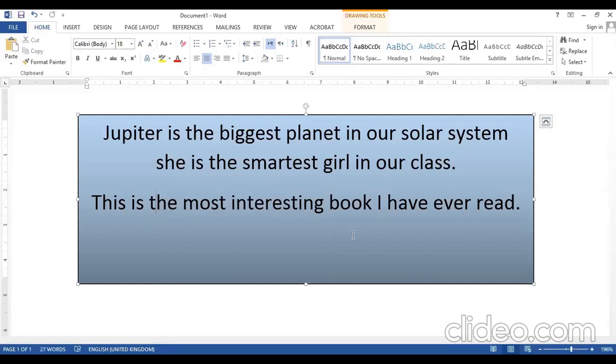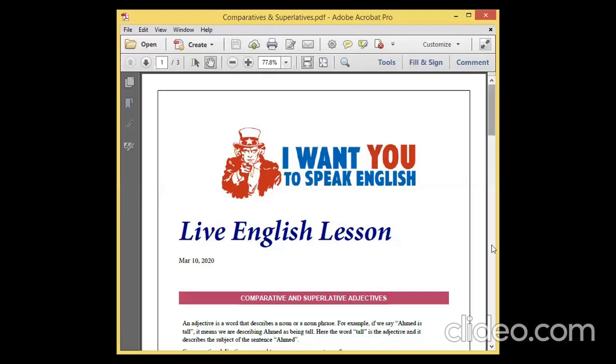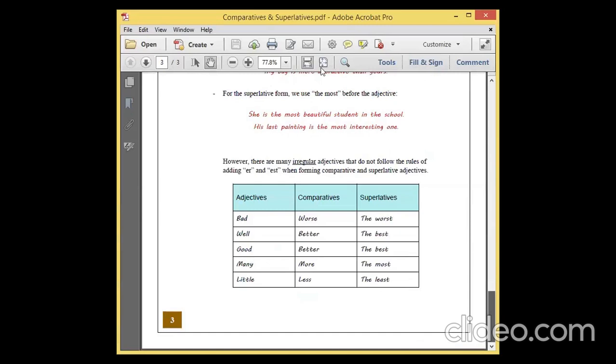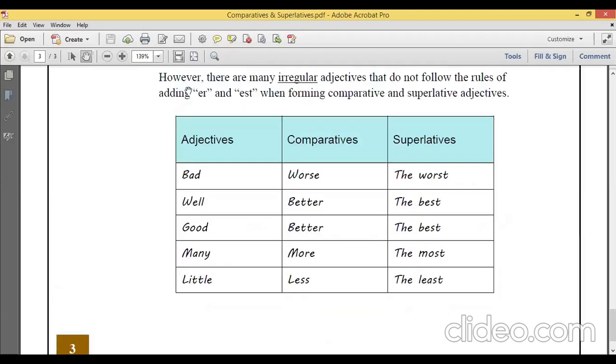Right? So now the last thing to mention here is that there are some irregular adjectives that you have to memorize because they do not follow the rules. Like what? What do you mean by irregular adjectives? You can find them in the table at the end, you can read. However, there are many irregular adjectives that do not follow the rules of adding er or est when forming comparative and superlative adjectives.